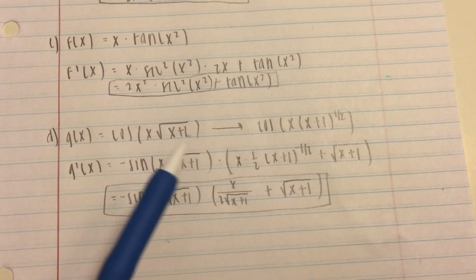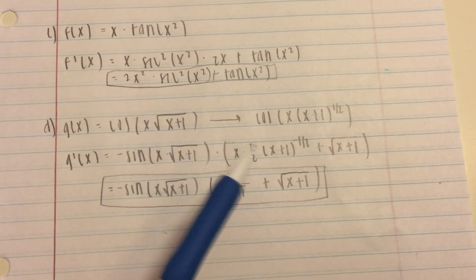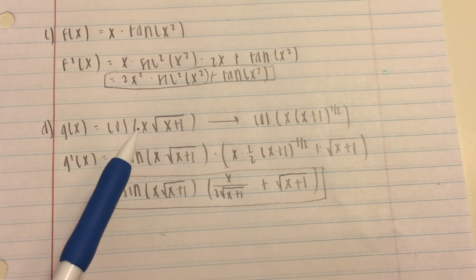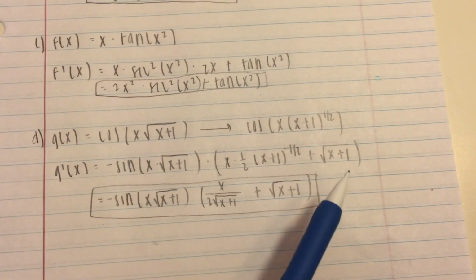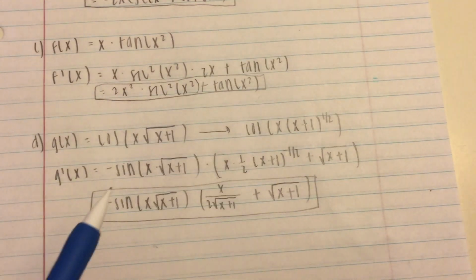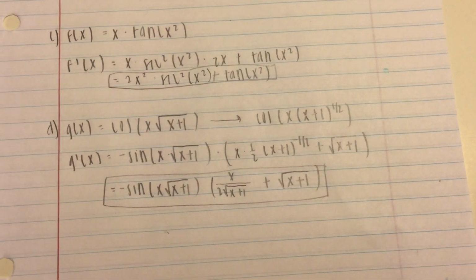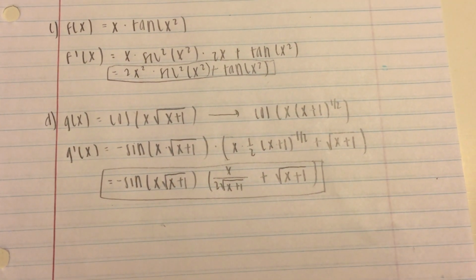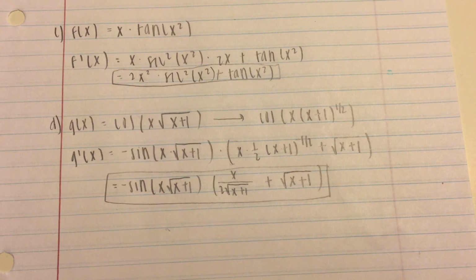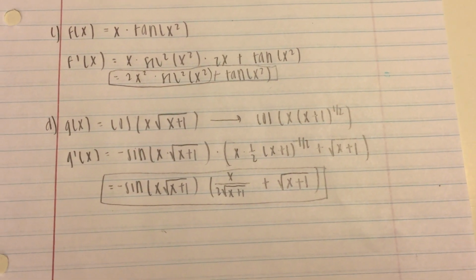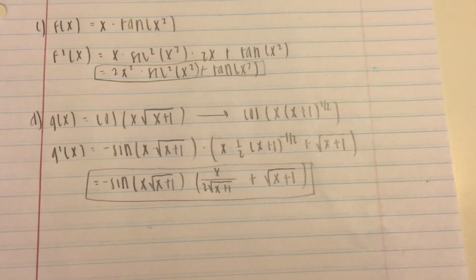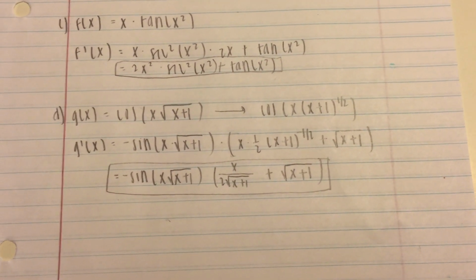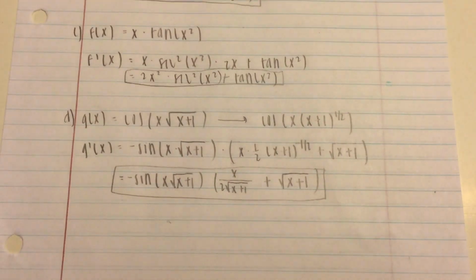the second, which is root x plus 1, multiplied by the derivative of the first. The derivative of x is 1, but we don't actually have to write that down. When you combine this, you get negative sine of x times root x plus 1 times x over 2 times root x plus 1 plus root x plus 1 as our answer.